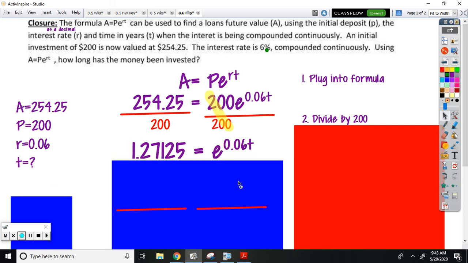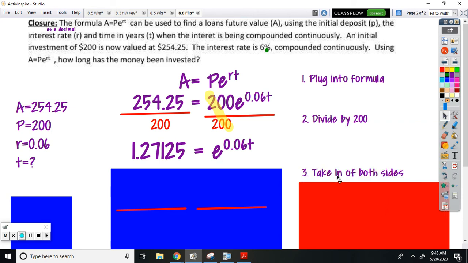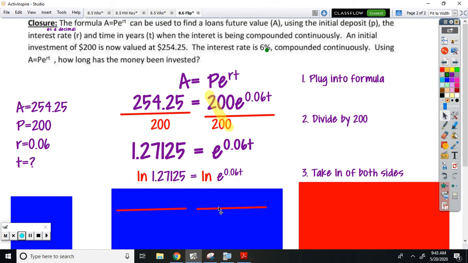At that point, we would then be left with, dividing these numbers, 1.27125, do not round this, equals e to the 0.06t power. Now remember, to solve an exponential equation, we take the log of both sides. Because this has an e in it, we are going to take the natural log of both sides. So we'll take the natural log of the left and the natural log of the right.